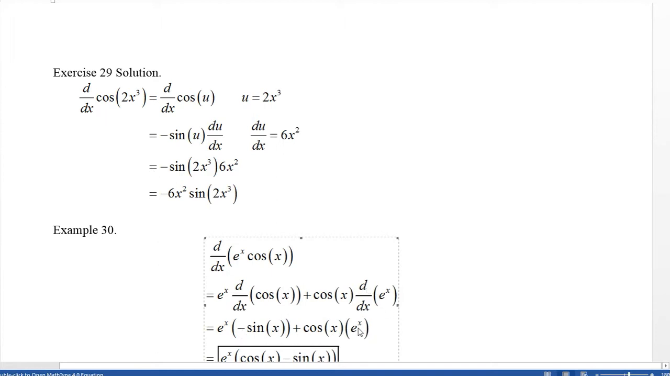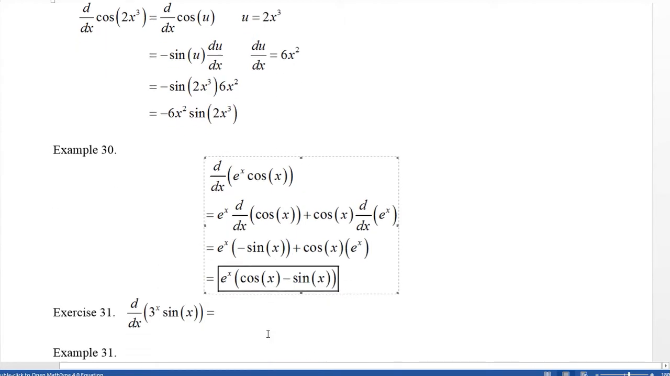This is the answer. Let's clean it up a bit by factoring out the e to the x. That leaves a cosine x and a plus a negative sine x, which I'm going to write as cosine x minus sine x, and with the e to the x times that in the beginning. Exercise 31 is going to be very similar. See if you can work it out now. Press pause.